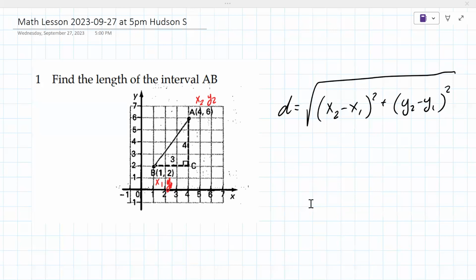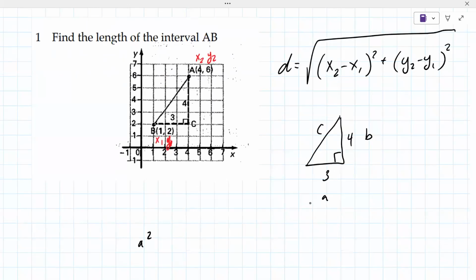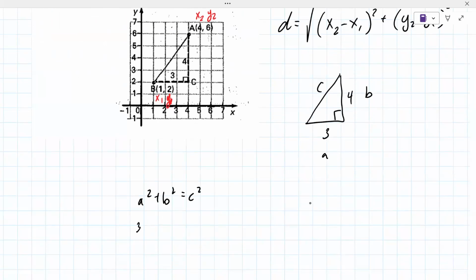Good. So the alternative way is to use the Pythagorean theorem. You have to figure out this is 3, this is 4, and then a, b, and c. a squared plus b squared equals c squared. It's kind of an amazing thing that this worked. So you have 25 equals c squared and c equals 5.